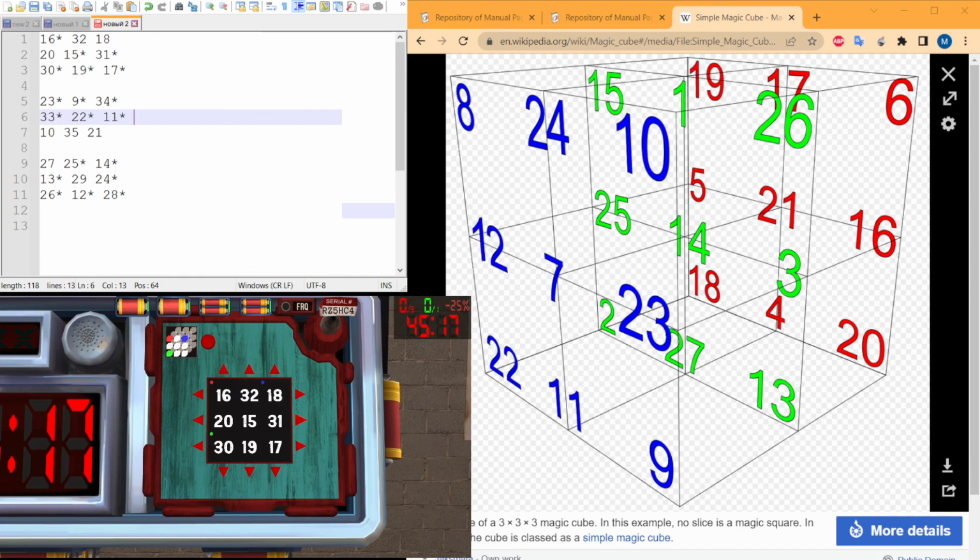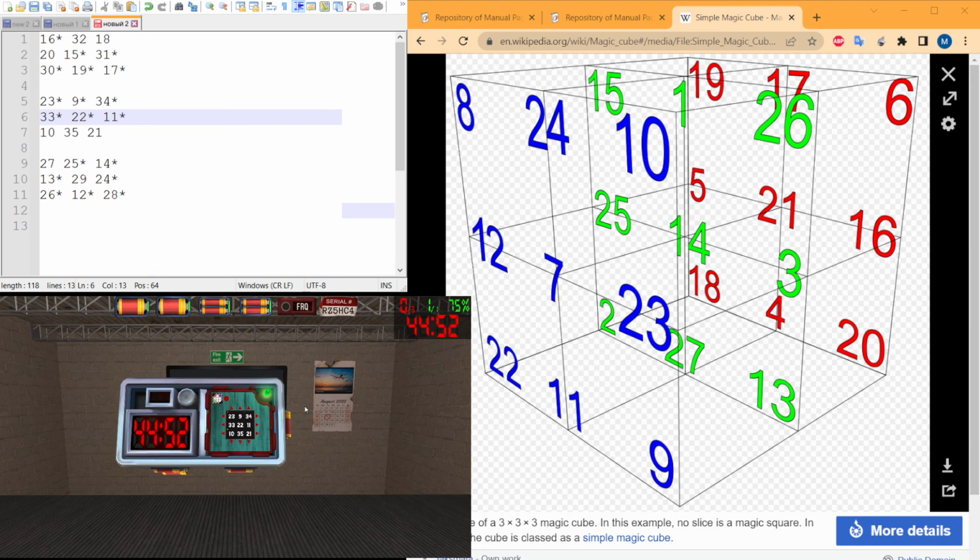Yep, it's done. The middle square, 27, so no, 23, 34, and 21. Middle row 33, 22, 11. And that's a complete magic cube.